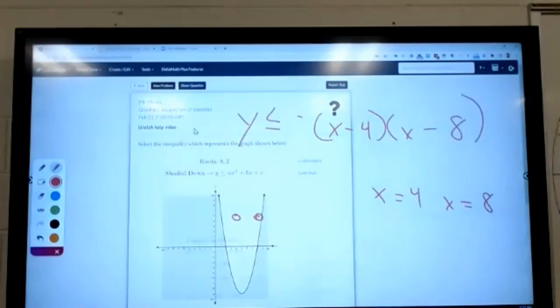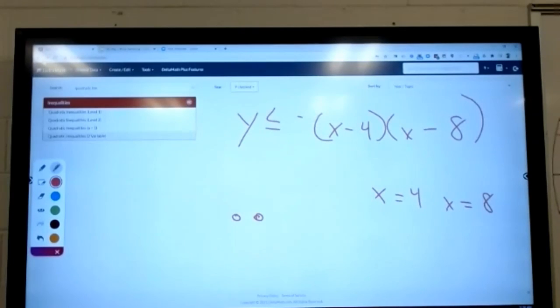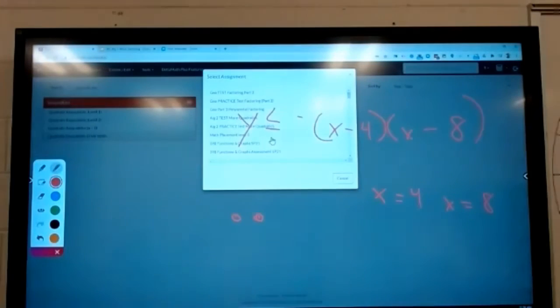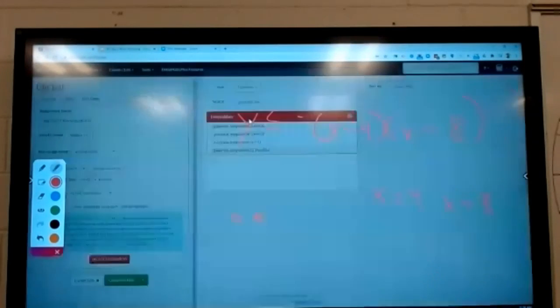Yeah, new problem. Let's go. Ooh, which one's this one gonna be? What kind of graph is it? It's a positive, correct? Shaded below. So less than. All right. How many do I have you doing here? 3. 3? I think so. Algebra 2. No, that's the test.